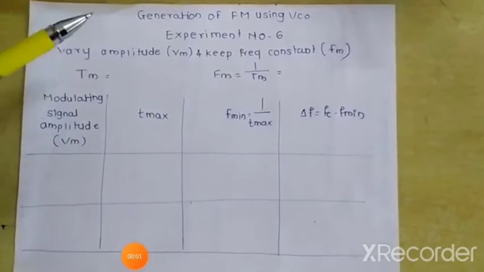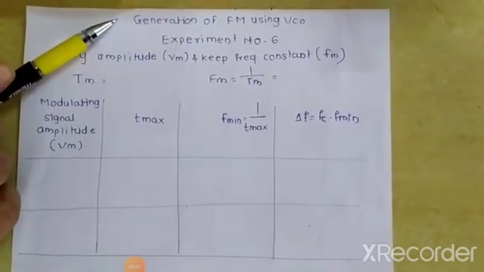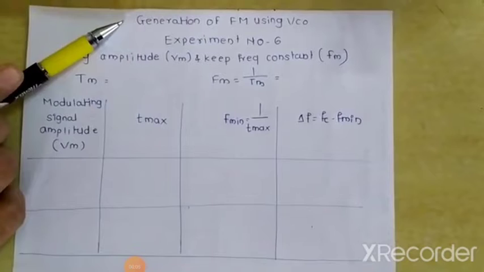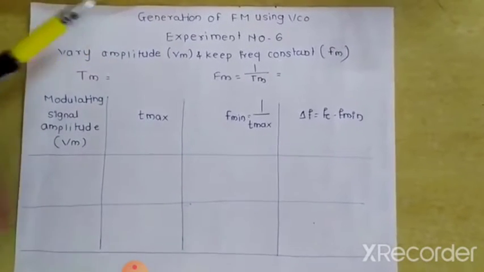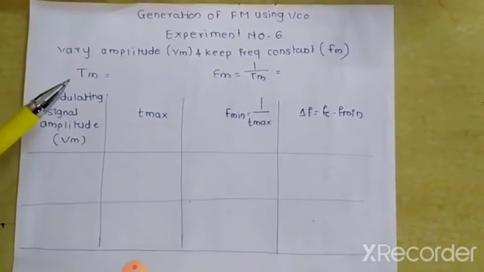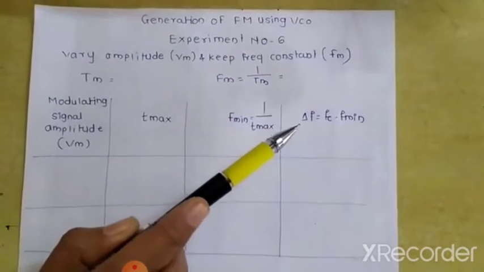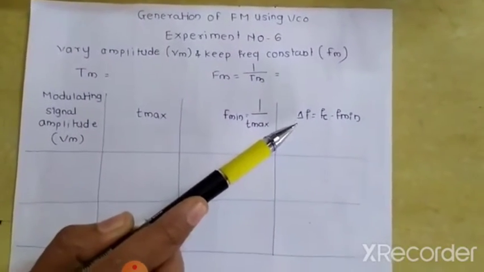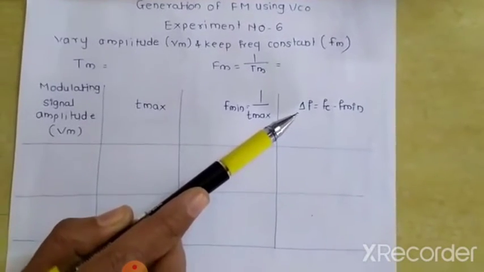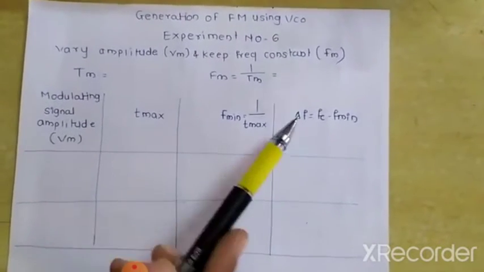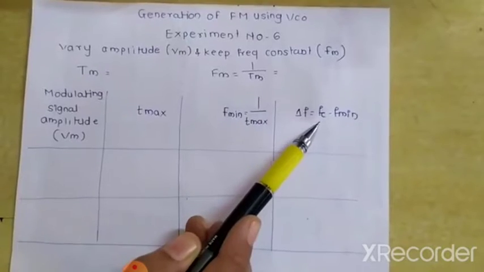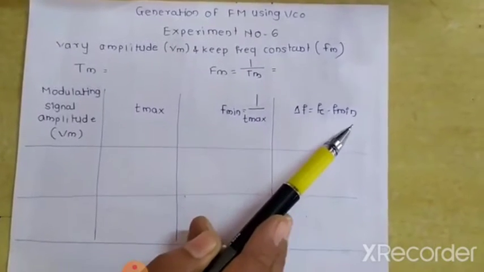Good morning everyone. Today we are going to perform experiment number 16 of Principles of Electronic Communication, that is, use VCO to generate the wave and measure its frequency deviation. Here we are using VCO IC 8038. In this experiment we are going to measure the frequency deviation. The formula for calculating frequency deviation is delta F equal to Fc minus F mean.